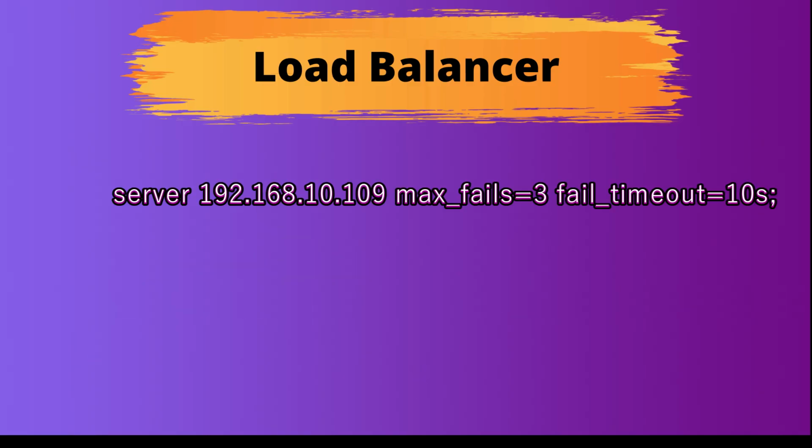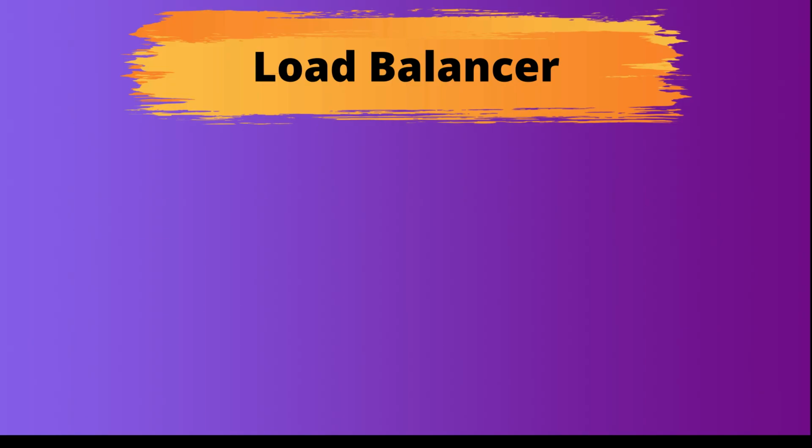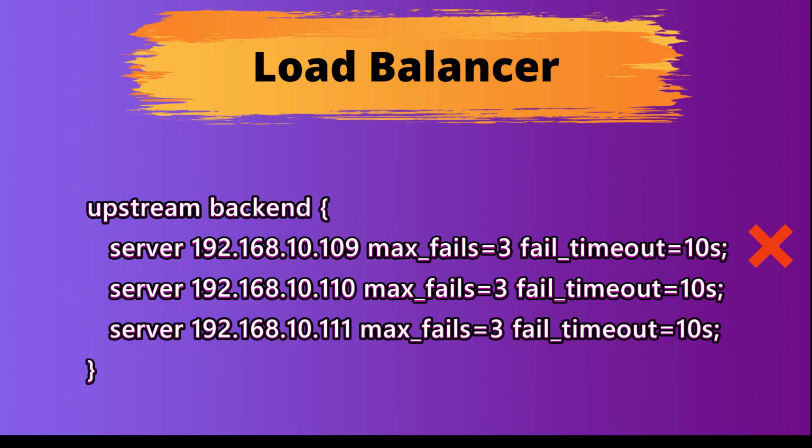It also provides configuration like max fails and fail timeout to mark a server as unavailable. For example, here, if three failures happen within 10 seconds, the server is marked as unavailable. For the next 10 seconds, the load balancer will not send any request to that server. And after 10 seconds, the load balancer will try the server again.